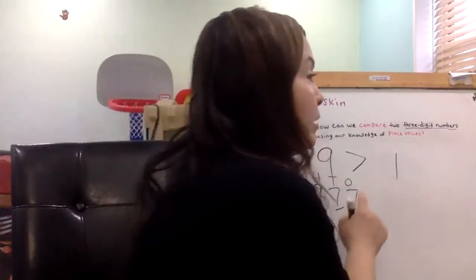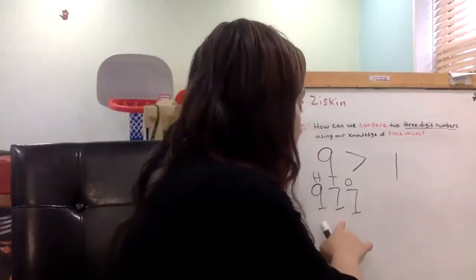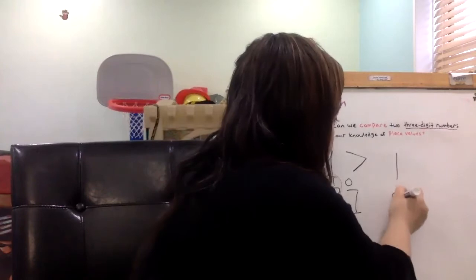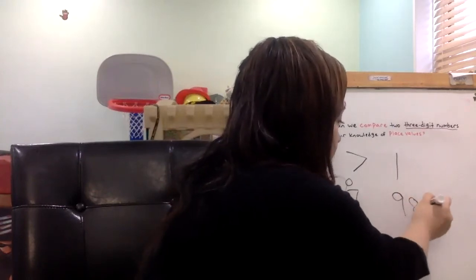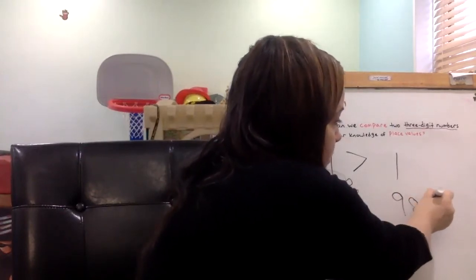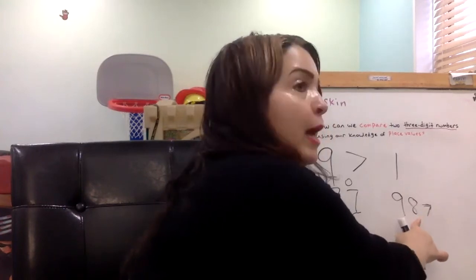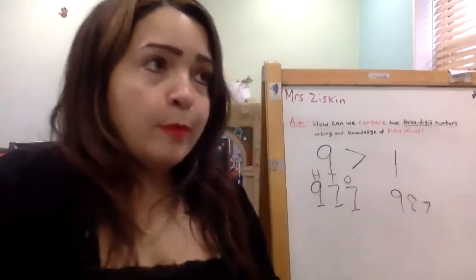Okay, so now if we want to compare this number to another number, I'm going to write it here. So who can read this number for me? We haven't heard from Robert. So Robert, can you please read that number for us? Which number? This number, Robert. That is 987. 987, very good.